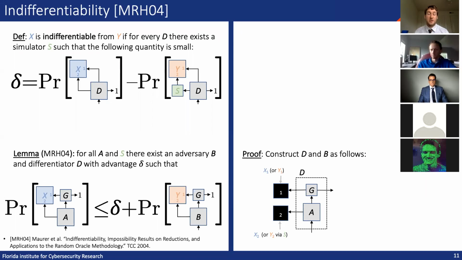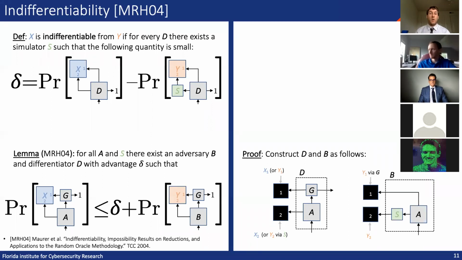So by construction, in the real experiment, D outputs 1 precisely when A wins. So what's left for us to do is to construct B so that in the reference experiment, D returns 1 when B wins. So B works by running A, answering its queries using its own oracles, except that A's second interface queries are mediated by the simulator S, as they are in D's reference experiment. Now, the intuition here is that if the simulation provided by S looks like the real system, then B should succeed whenever A succeeds. And this intuition is formalized by this lemma, which I'll call the composition lemma. And that's basically what indifferentiability buys us.